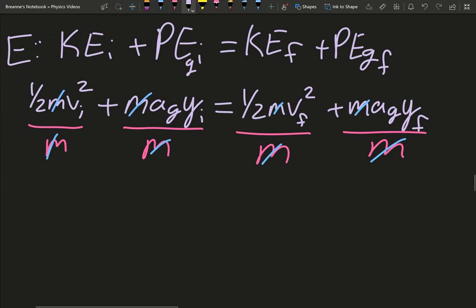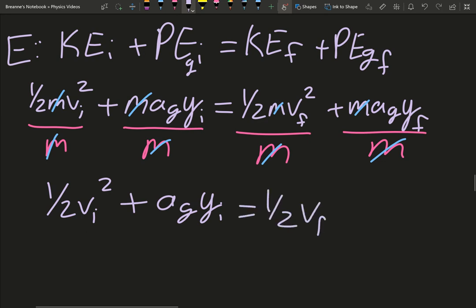So that means we're left with 1/2 v initial squared plus g y initial equals 1/2 v final squared plus g y final.